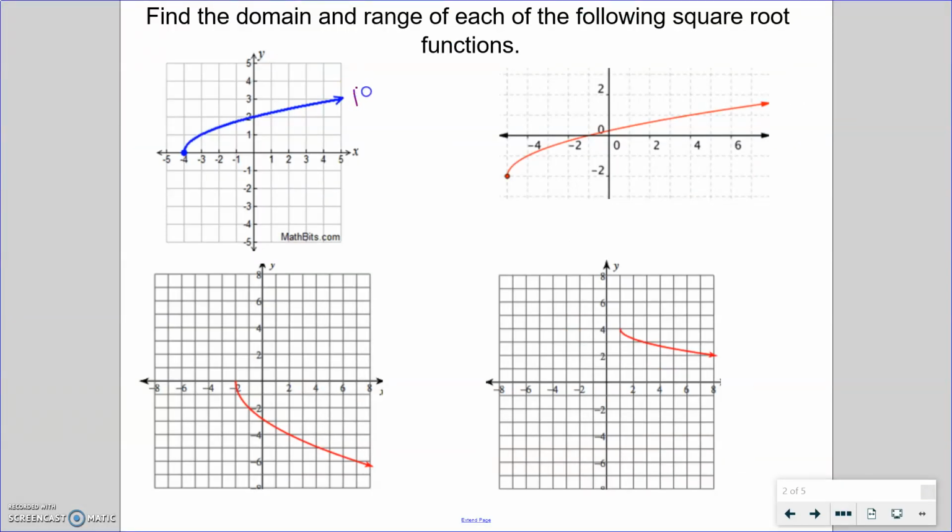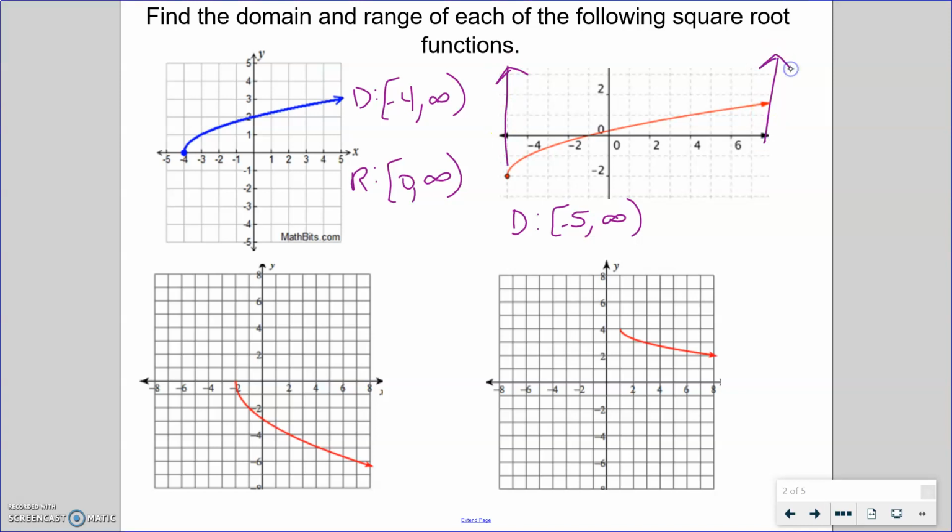For this first one right here, the domain would be written as -4 to infinity. And the range is from 0 to infinity. Remember, domain is your x values, range is your y values. All right, for this second one, domain is from -5 to infinity, right? So here's -5 and that's like infinity because it keeps going forever and ever and always, okay? Range, we're looking at the y values, so we're going from -2 to forever and ever and always.